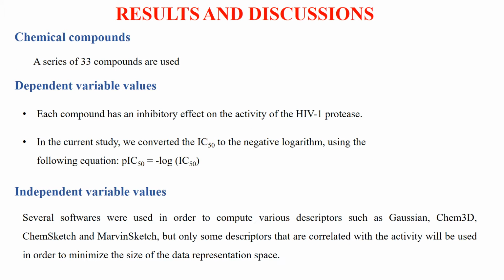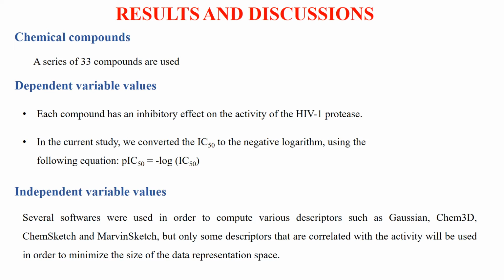To carry out the research, we had to select a series of compounds. Eventually, we used a series of 33 elements evaluated as highly active against HIV-1 protease in a previous work. Each compound has an inhibitory effect on the activity of the HIV-1 protease. In the current study, we converted the biological activity to the negative logarithm using the following equation.